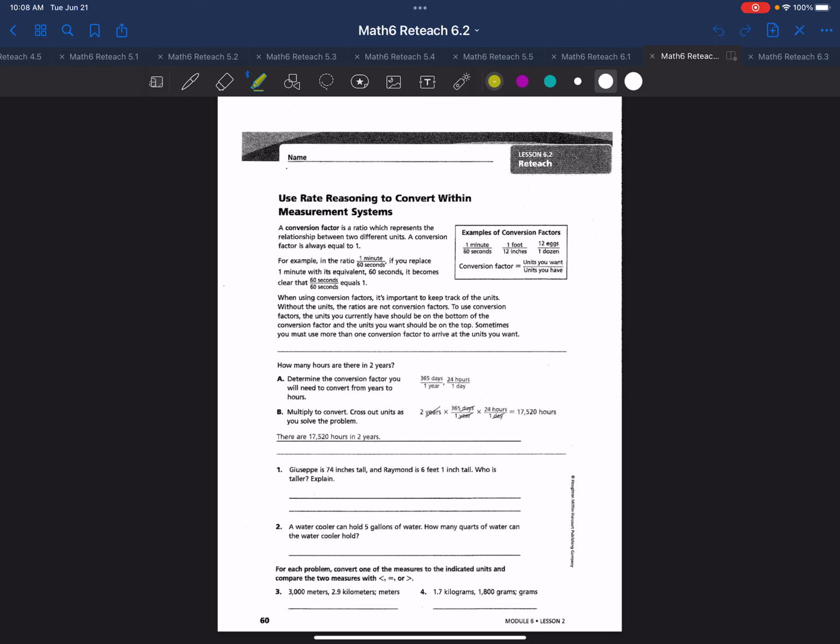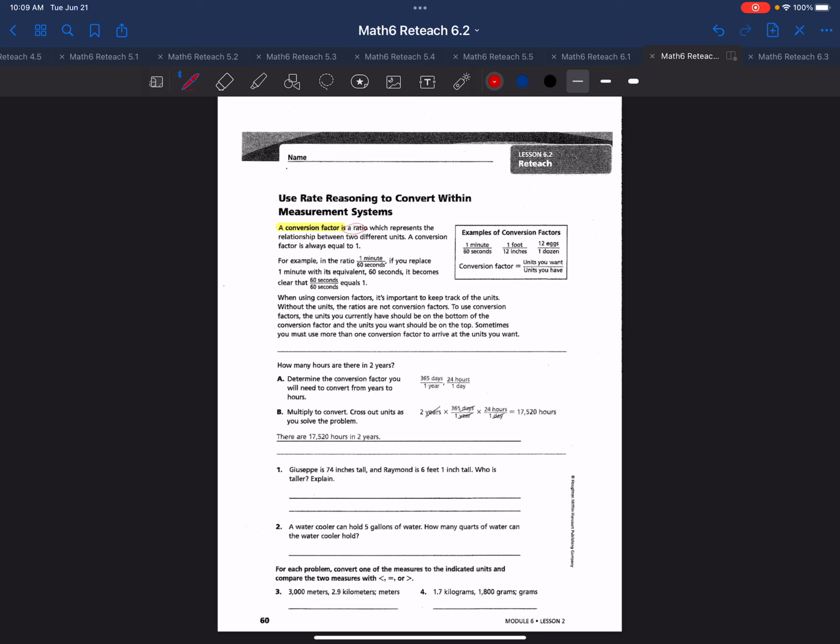A conversion factor here is a ratio which represents the relationship between two different units. A conversion factor is always equal to 1. For example, in the ratio 1 minute over 60 seconds, if you replace 1 minute with its equivalent 60 seconds, it becomes clear that 60 seconds over 60 seconds equals 1.